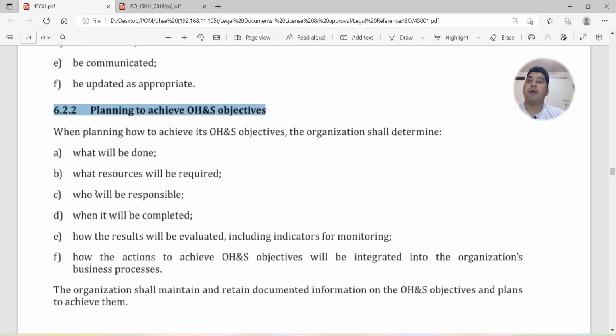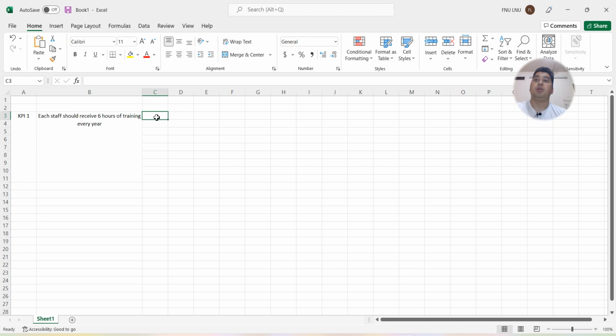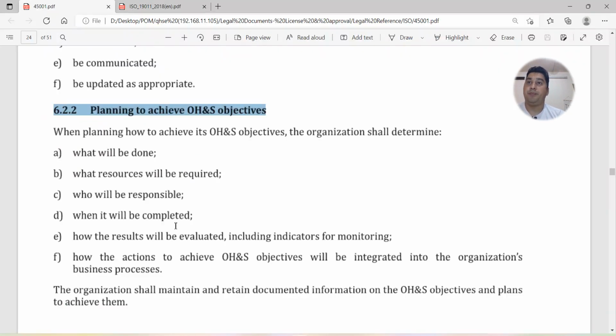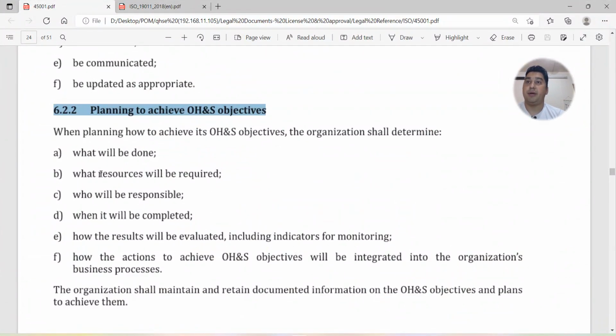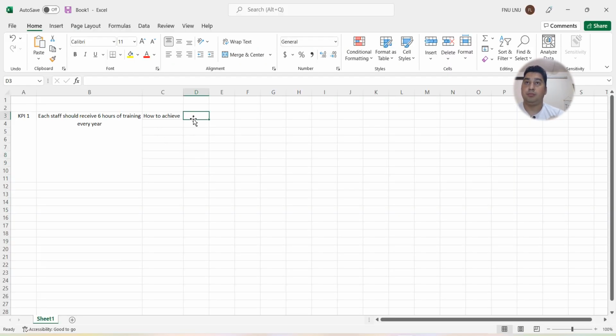So it's saying that when we are making a plan, what will be done? Means how to do it, how you're going to achieve this KPI. How to achieve. Second column, what resources you need. Resources required.